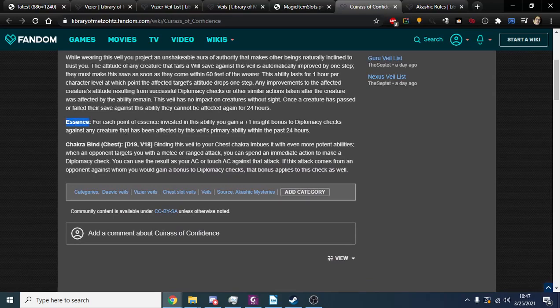Next section is the essence section. Now this ties back into the pool of essence that we discussed earlier, where you can invest essence into the veil in order to gain bonuses to what it does. So you can see here that for each point of essence invested in this ability, you gain a +1 insight bonus to diplomacy checks against any creature that has been affected by this veil's primary ability within the past 24 hours. So it gives you a little bonus to your diplomacy there.